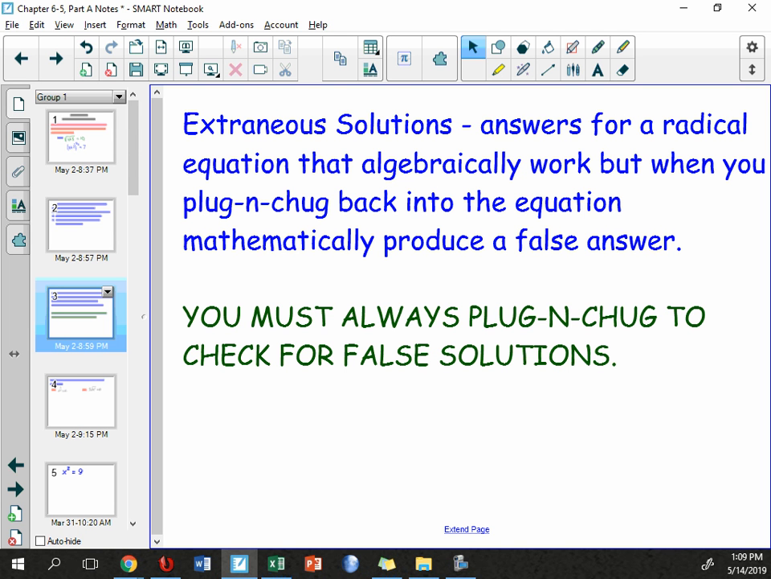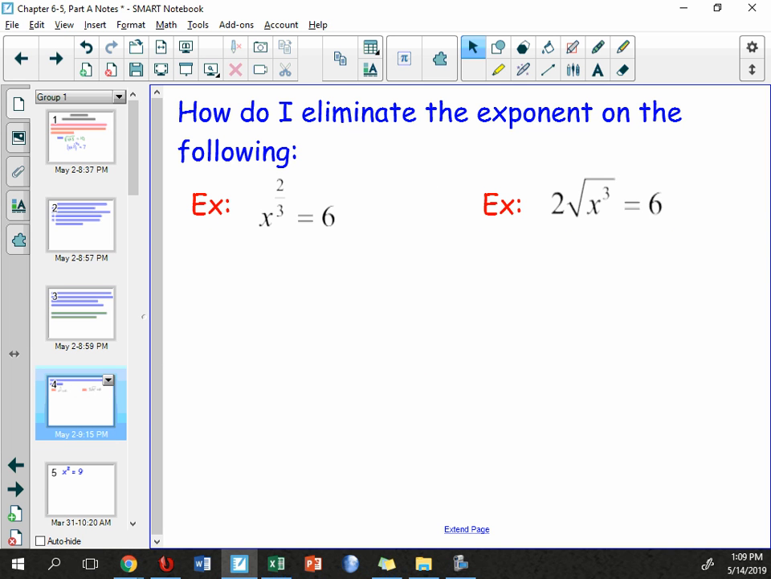Now, we checked for extraneous solutions back whenever we did something else. Do you remember when we checked for extraneous solutions? What did we do? Absolute value. Whenever we did absolute value, we checked for extraneous solutions, remember? So that whole concept is back.